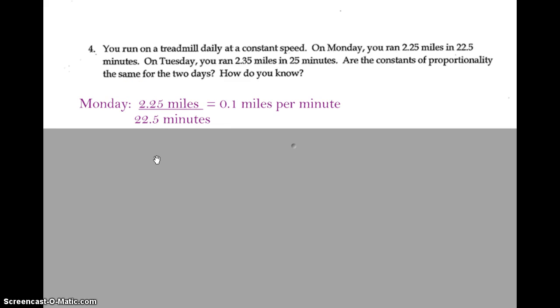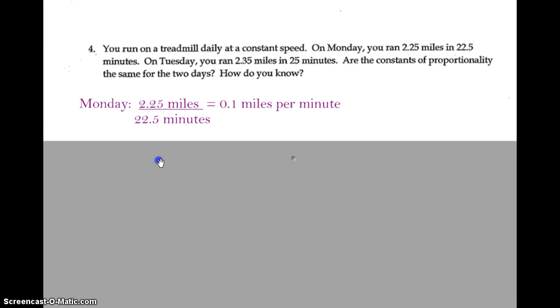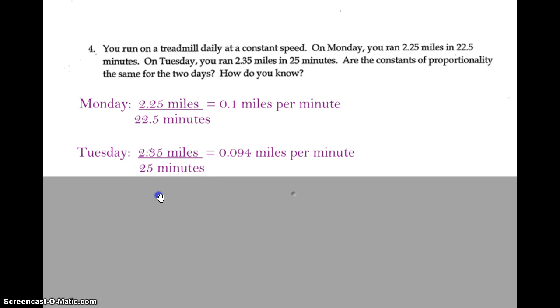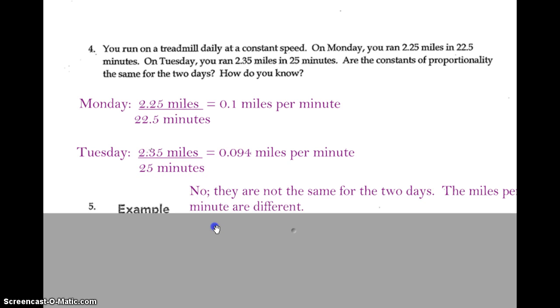The reason why we're taking miles divided by minutes is because the number of miles depends on how many minutes you run. If you run more minutes, you'll run more miles. If you run less minutes, you'll run less miles. So we'll do the same thing for Tuesday. You ran 2.35 miles in 25 minutes. That's equal to 0.094 miles per minute when you divide the 2 numbers. This means no, they are not the same for the 2 days. The miles per minute are different.